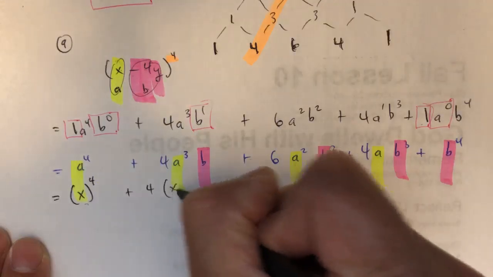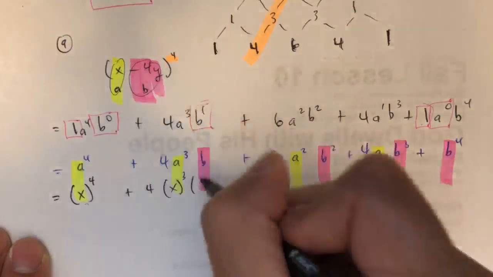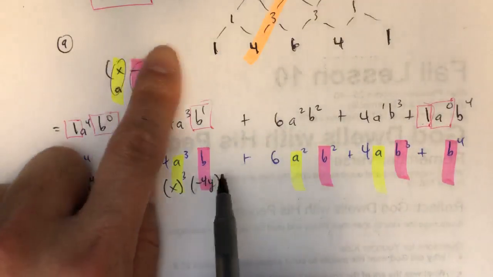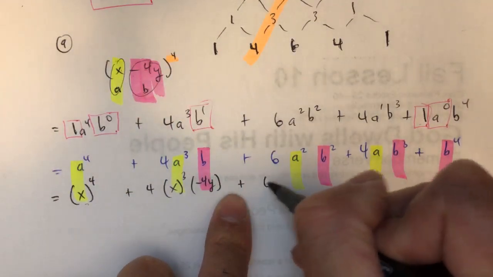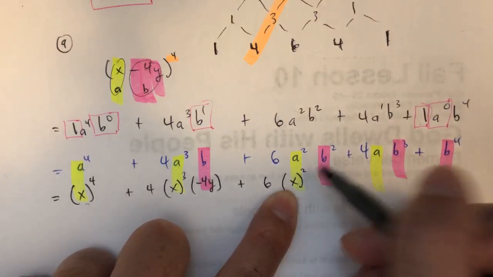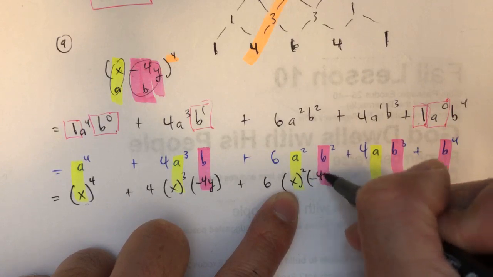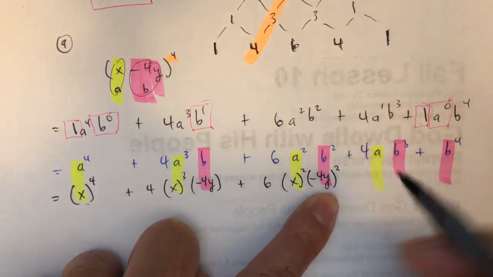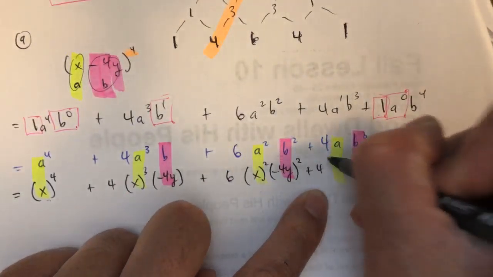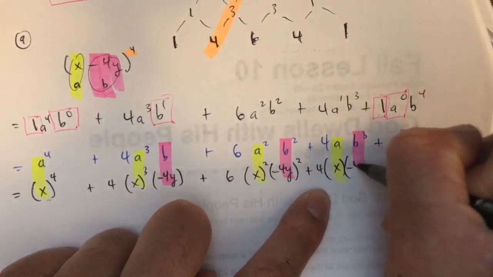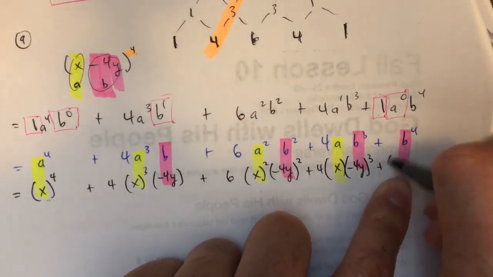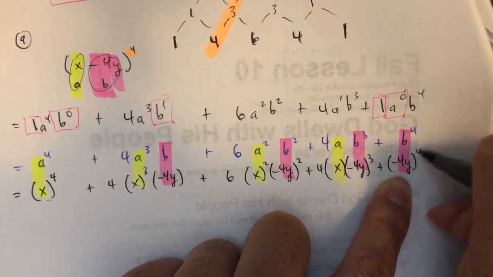My a value is equal to x, and my b value is negative 4y. Notice I don't include the 4 there. For the term 6, a is equal to x, exponent on the outside. B value is negative 4y. Now, the exponent goes on the outside of the parentheses. x, negative 4y to the third power, and then negative 4y to the fourth power.